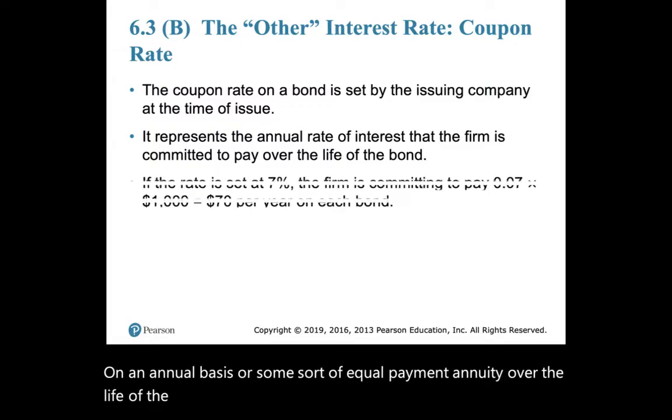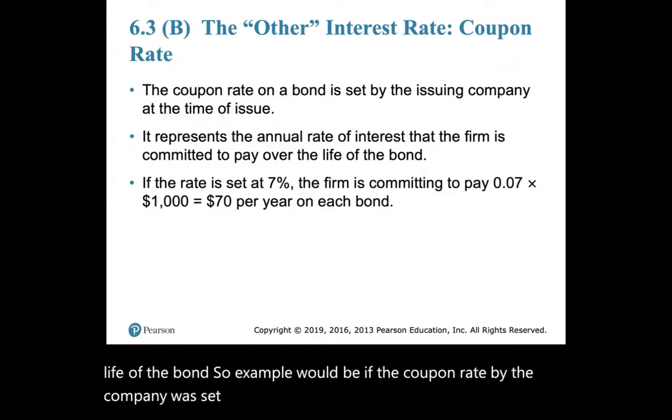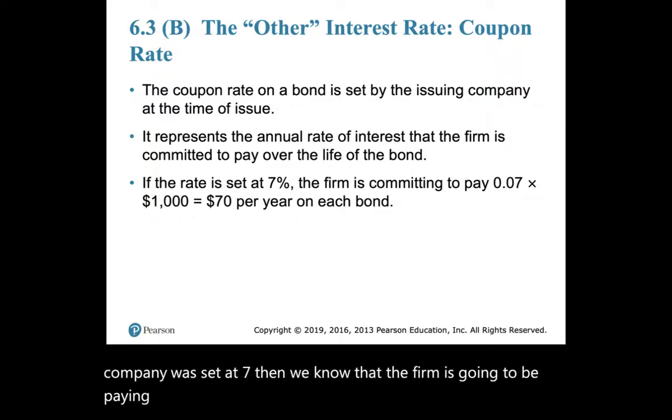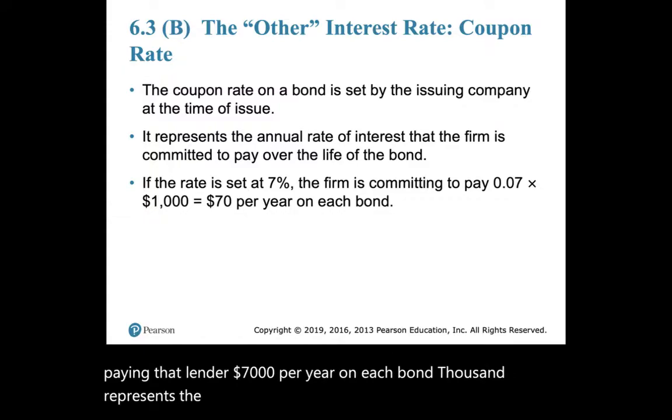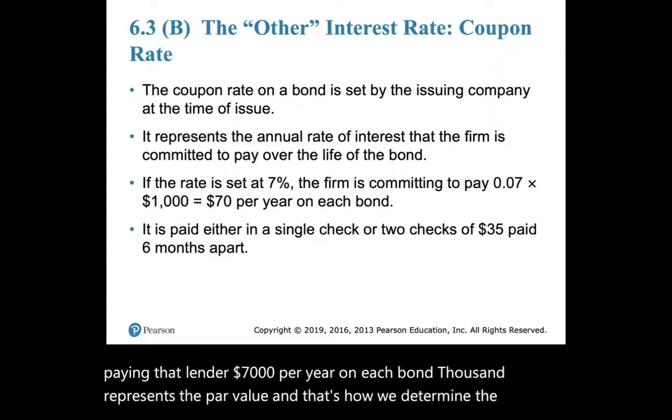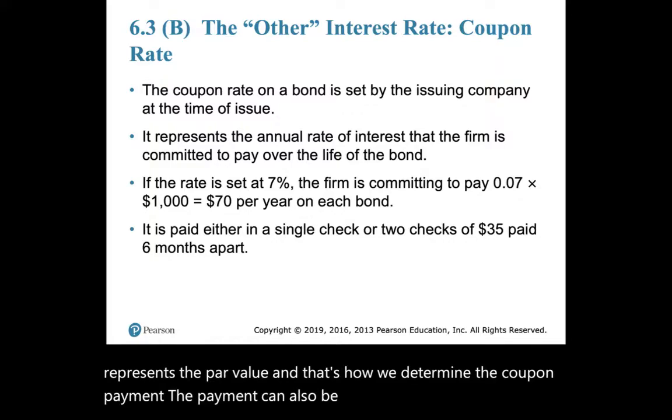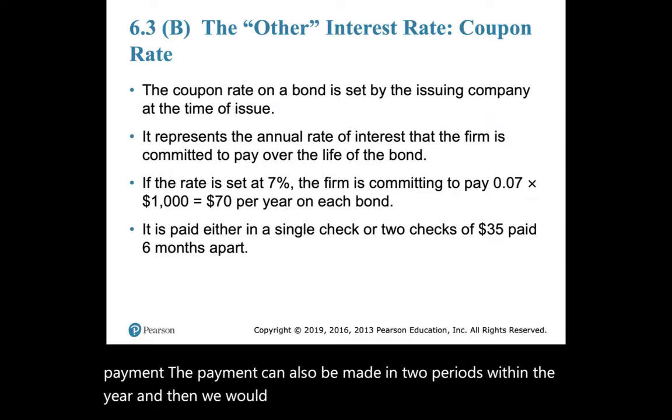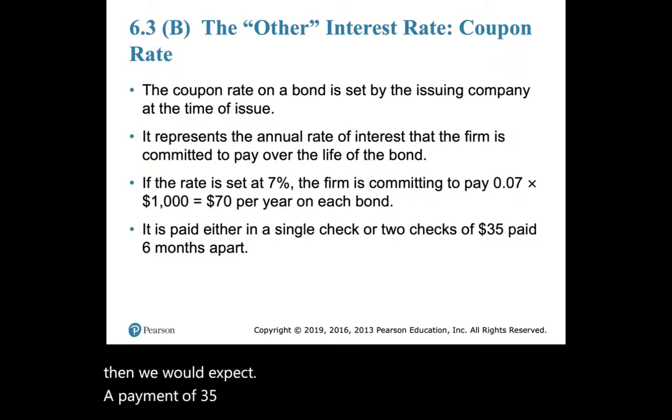So an example would be if the coupon rate by the company was set at 7%, well, then we know that the firm is going to be paying that lender $70 per year on each bond. $1,000 represents the par value, and that's how we determine the coupon payment. The payment can also be made in two periods within the year, and then we would expect a payment of $35 times two instead of just the one $70 payment.